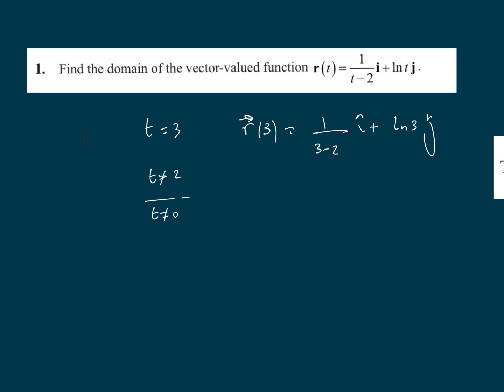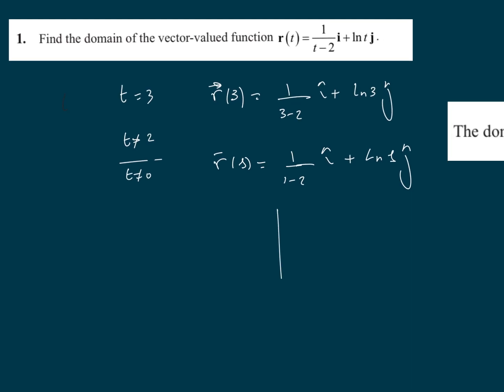So for example, let's make a draw of r of 1. Who is r of 1? r of 1 is when t equal 1. So it will be 1 divided by 1 minus 2 i plus natural log of 1 j. And which vector is this one? 1 divided by 1 minus 2 is minus 1, so r of 1 will be minus 1 i, or minus i, plus natural log of 1. Natural log of 1 is 0. Plus 0 j. So the vector at t equal 1 is minus i.